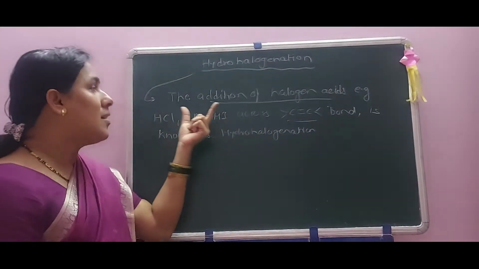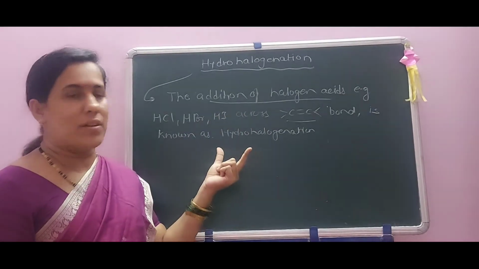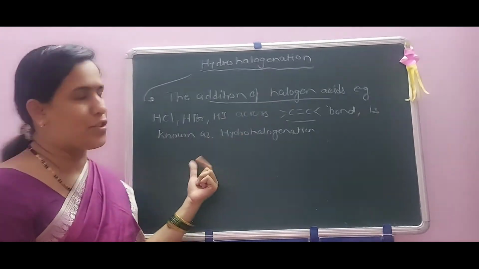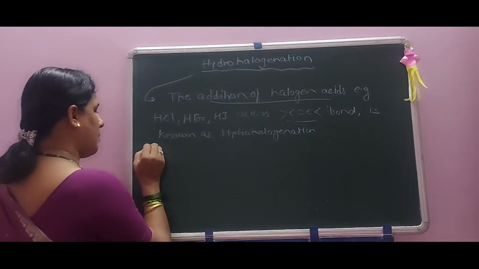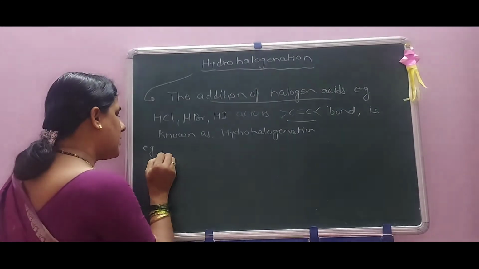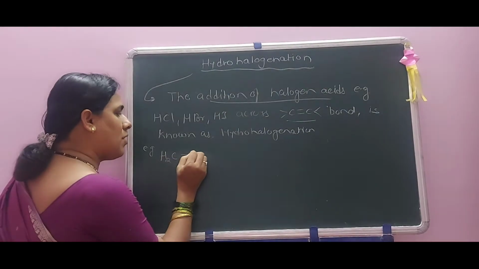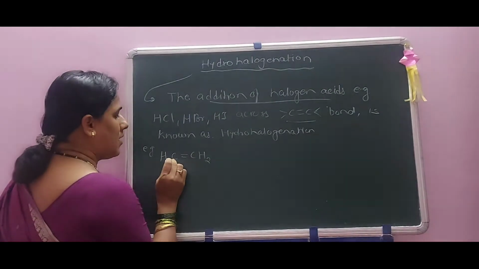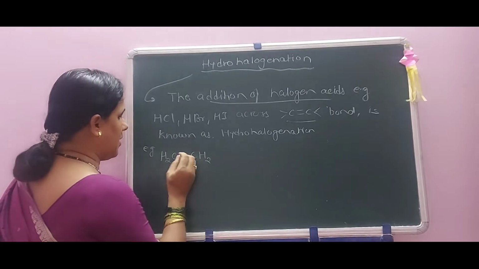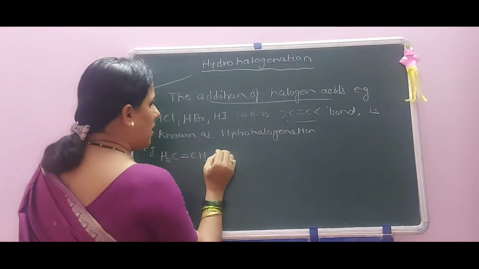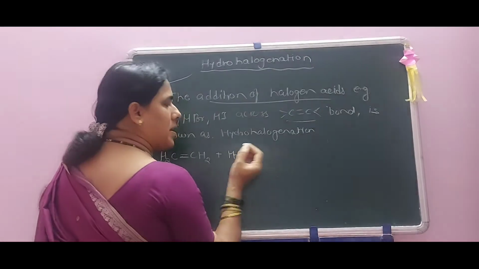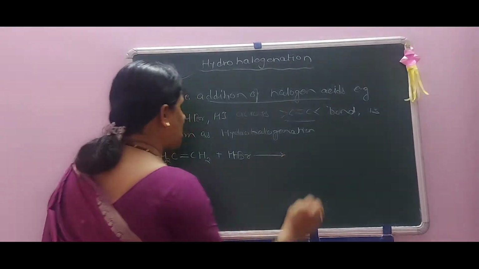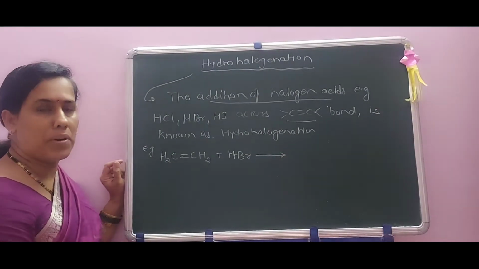We have already studied this reaction in brief in the previous lecture. Now we have to study this reaction in detail. For example, we can take a simple alkene, that is ethene, containing C double bond C here. Now on addition of a halogen acid such as HBr, there is formation of the product.